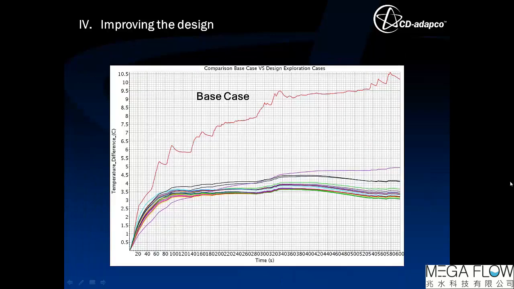So let's have a look at some of the results out of this design exploration study. At the top, we can notice the temperature difference evolution for the original case, the base case. And at the bottom, I can notice the temperature difference evolution for all of my improved designs, and they are really showing a much better improvement in terms of the level of the temperature difference inside the module.